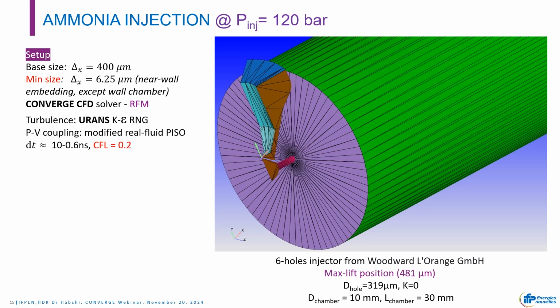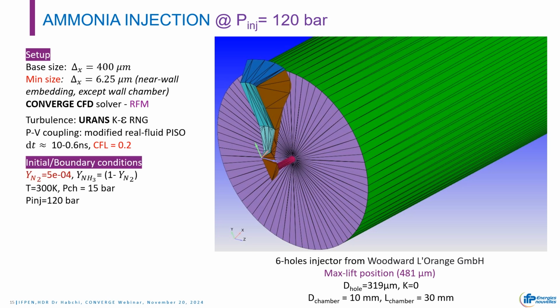The solver is of course the CONVERGE CFD solver with RFM, and the turbulence modeling used here is URANS k-epsilon. The pressure-velocity coupling is carried out using a modified real fluid PISO, and the time step is between 10 and 0.6 nanosecond, with the CFL equal to 0.2.